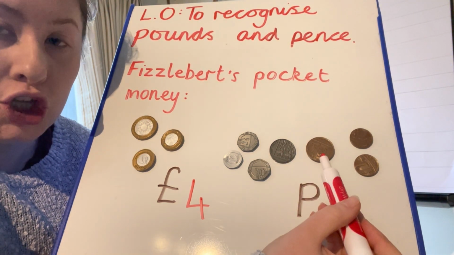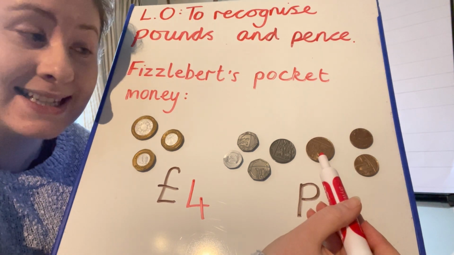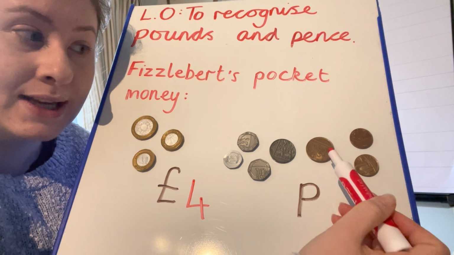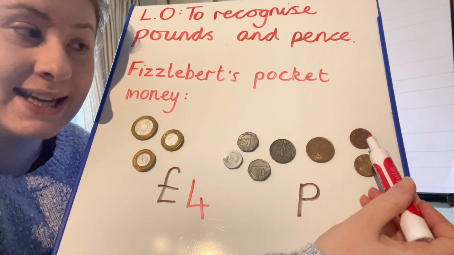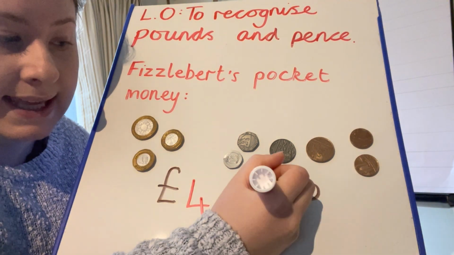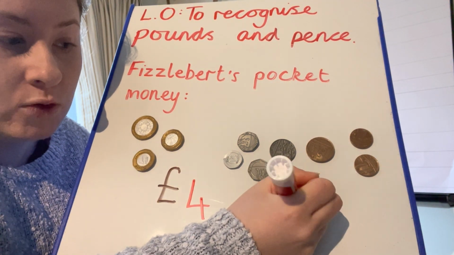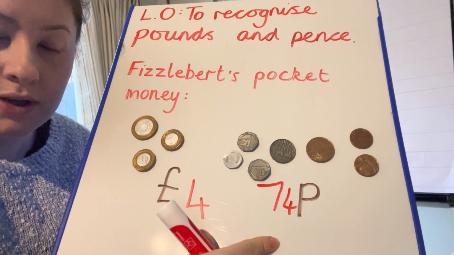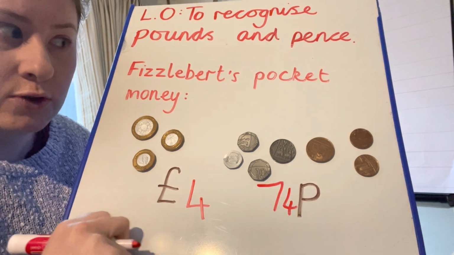And then I've got a 2. 70 add 2 is 72. And I've got 2 ones. So we've got 72, 73, 74. So to write that, I put that here. I'd put 74 pence. Now, I want to put those numbers together, £4 and 74 pence.